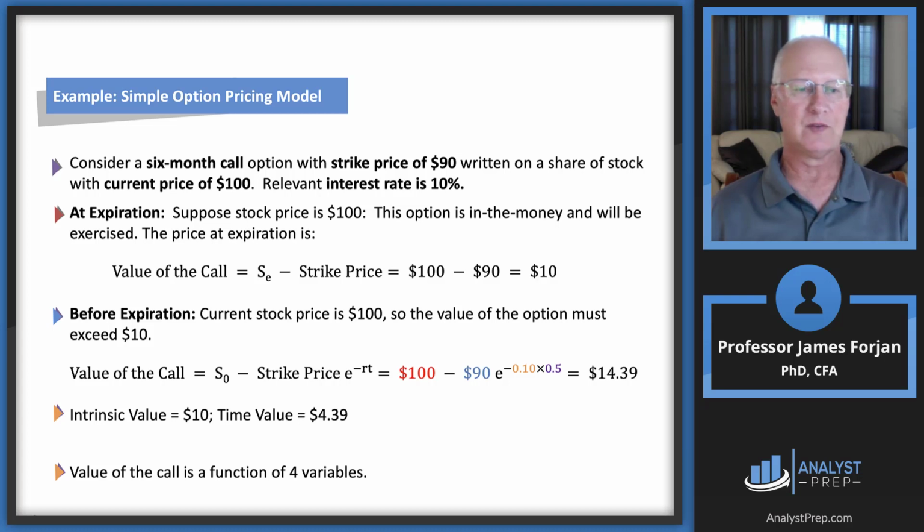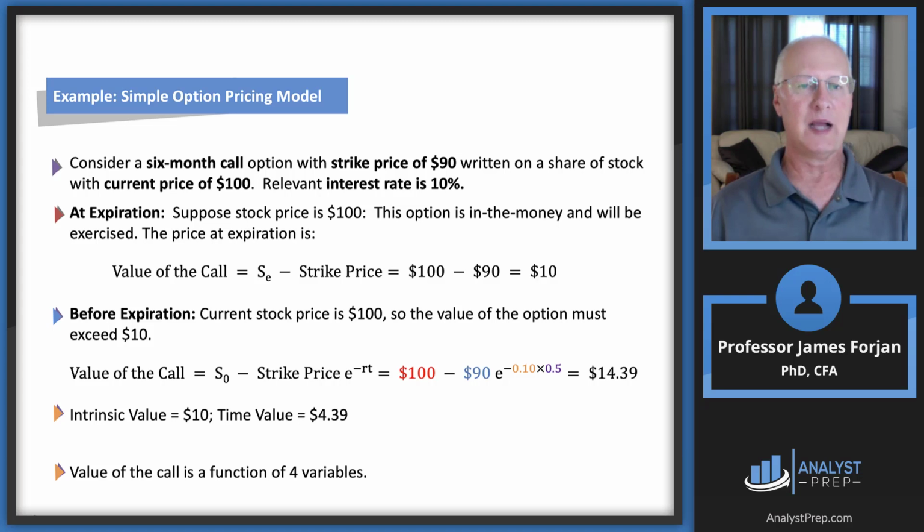Now, note the last arrow point down there, function of 4 variables. So the simple model tells us that call prices are a function of stock price, there's 100 in red, exercise or strike price, there's the 90 in blue, interest rate, there's the 10% in decimal form. Don't forget to put that in decimal form. That's in, what color is that? Orange. And then the 0.5, which is a half a year, that's in purple.